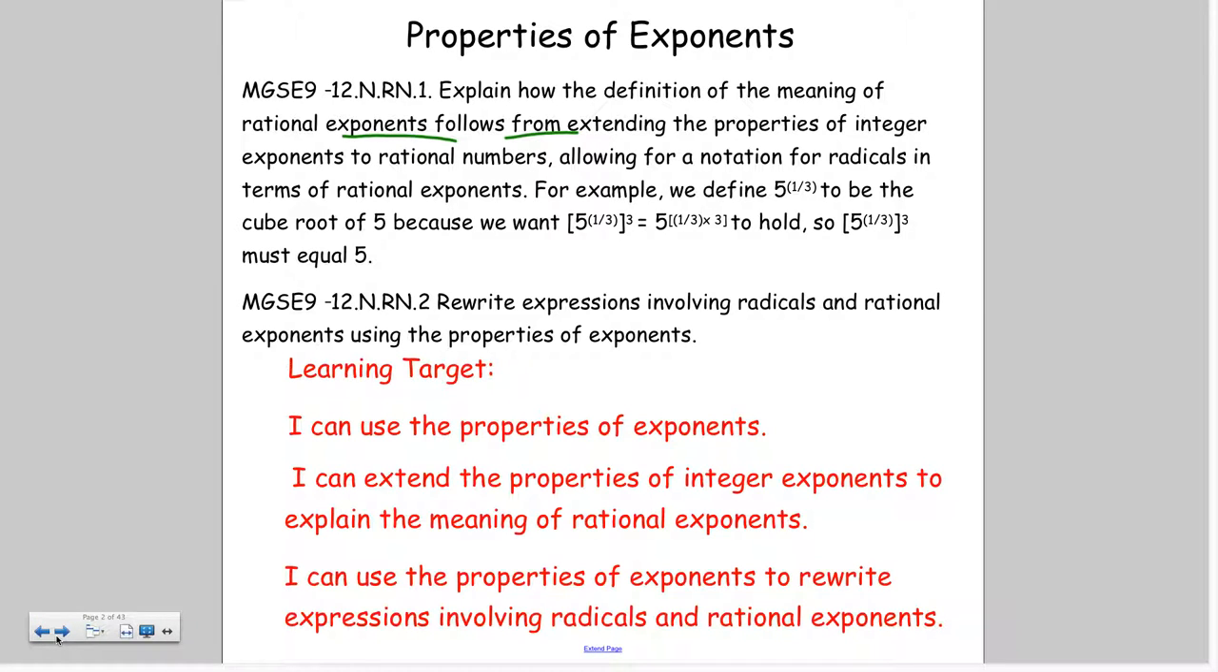All right, so if you look at page 1, when you open your foldable, this is just our standards. It tells you that we're going to be looking at rational exponents. We're going to be extending them. We're going to show the notation for radicals and rational exponents. Your learning targets are also listed on here, so you can always go back and look at these if you're ever curious about what we're going to be doing.